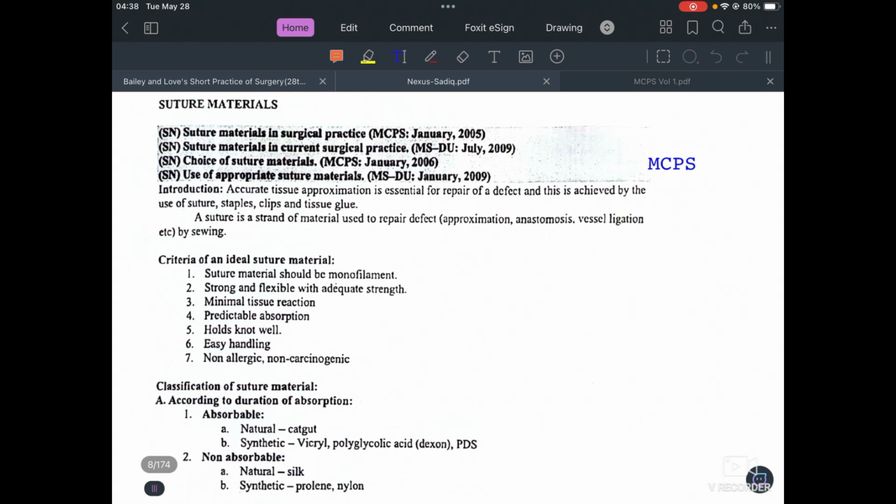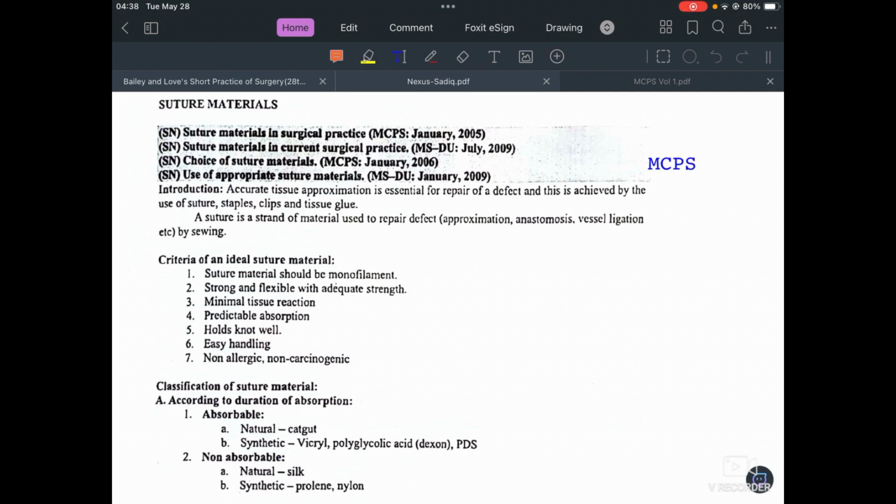So what are the suture materials we use in surgical practice? Accurate tissue approximation is essential for repair of the defect, and this is achieved by the use of sutures, staples, clips, and tissue glue. A suture is a strand of material used to repair a defect, for approximation, anastomosis, vessel ligation, and wound sewing.